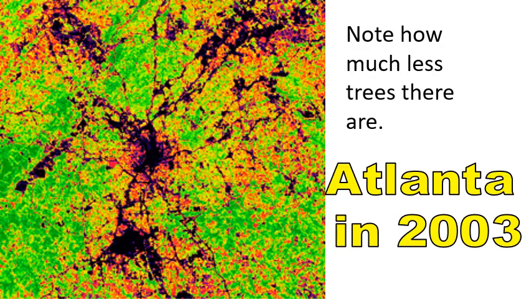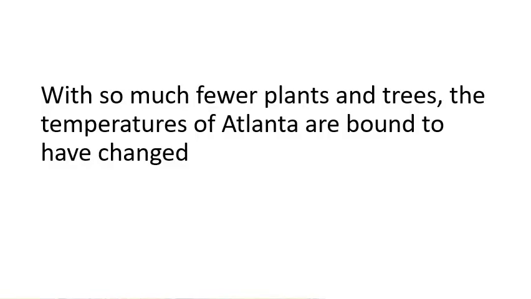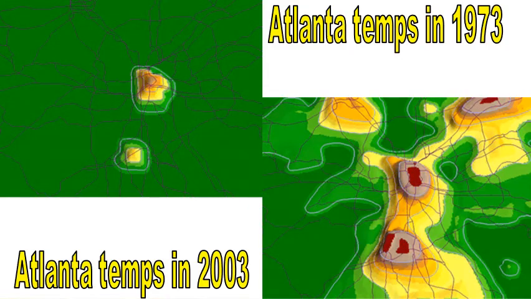So what do you think the difference was with temperatures? Well, with fewer plants and trees, the temperatures are going to change because plants and trees help keep temperatures lower. Here's a graphic of the temperatures. Notice you had a little spiky hot area here by the airport and by downtown. But by 2003, look how much hotter it is. Because so many more of the trees have been cut down, the temperatures are going to get higher and higher and higher.